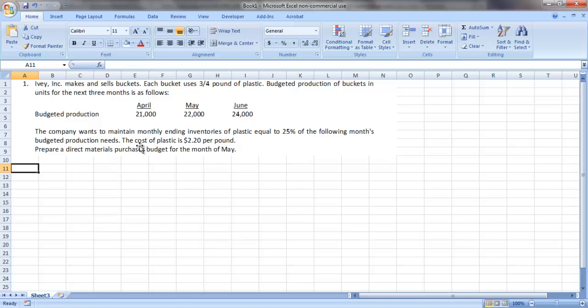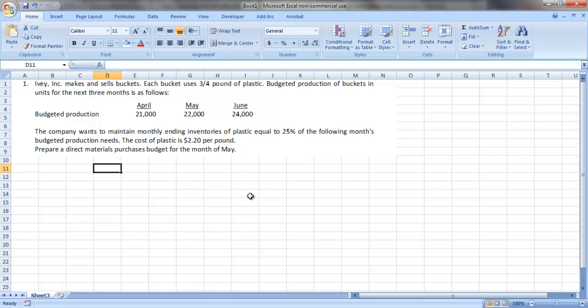The company wants to maintain monthly ending inventories of plastic equal to 25% of the following month's budgeted production needs. The cost of plastic is $2.20 per pound. Here we want to prepare a direct materials purchases budget for the month of May.